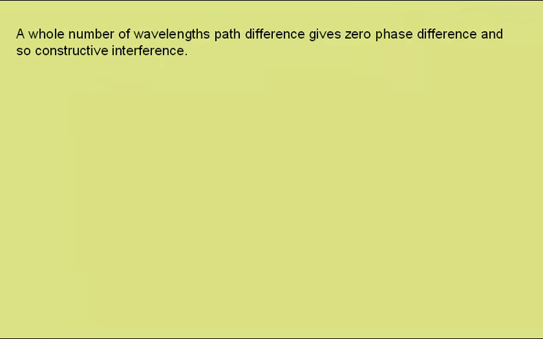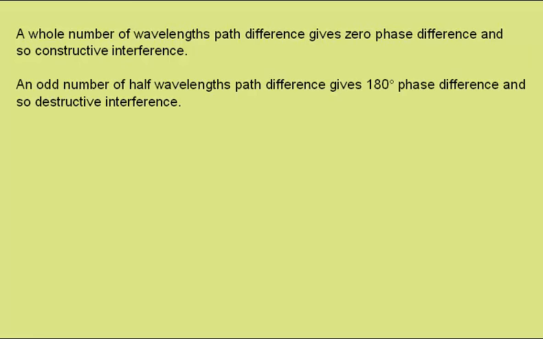In general, we find that a whole number of wavelengths path difference gives zero phase difference, and so leads to constructive interference. Whereas an odd number of half wavelengths path difference gives 180 degrees phase difference and leads to destructive interference.